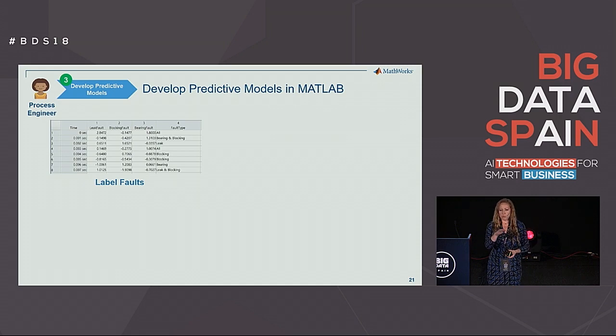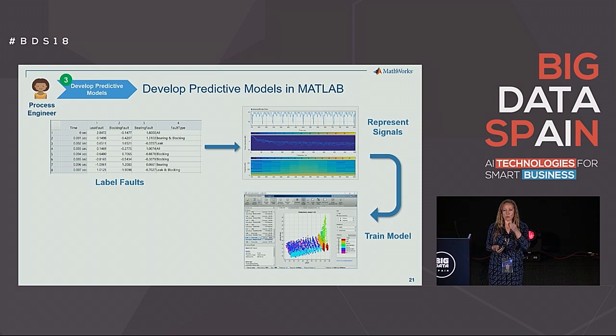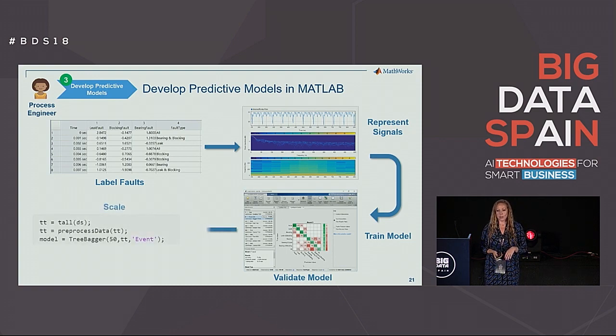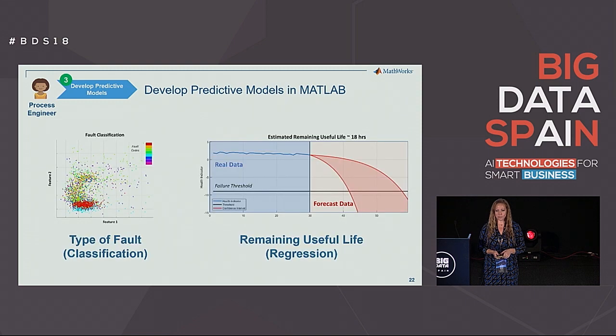So take a step back: where are we now? We've done some labeling from our simulated data and represented our signals. We're going to start training some models and validate. We'll do this on a smaller subset of data so I can work on my desktop or something local. And then we'll scale this out. Like I mentioned, we'll use Spark and do that machine learning pretty easily there.